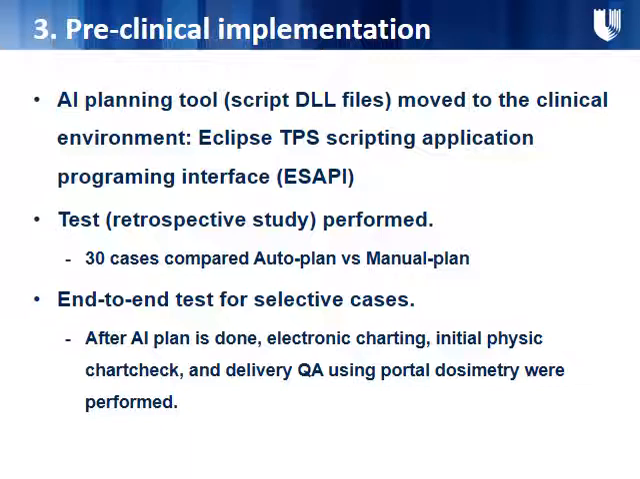And then we also include the end-to-end test for some selected cases. That includes, after the AI plan is done, we need to make sure that we can actually deliver this AI plan. So we go through electronic charting and ensure some physics chart check, and we deliver QA using portal dosimetry, and that ensures the safety.